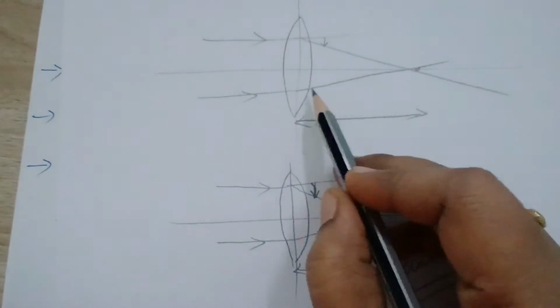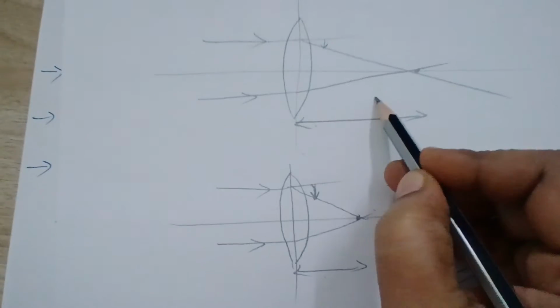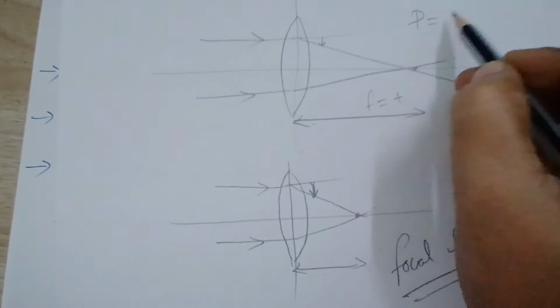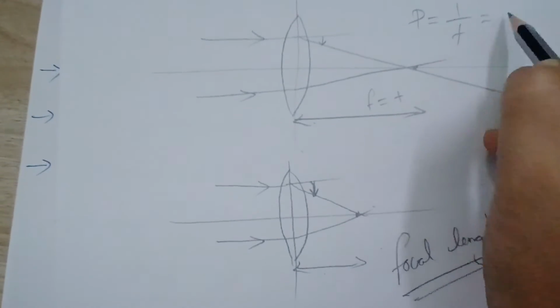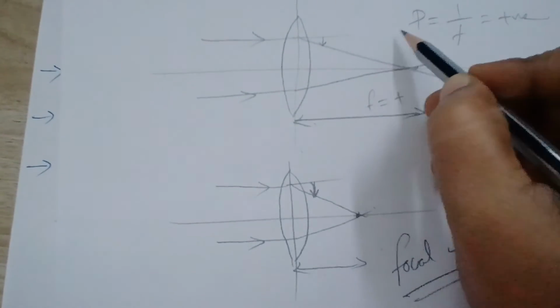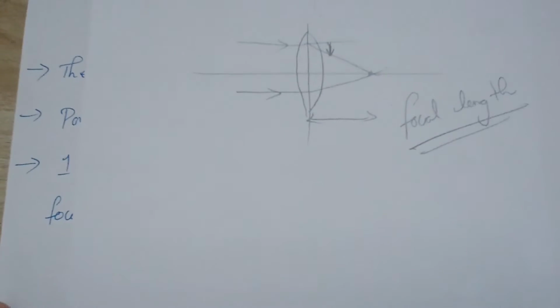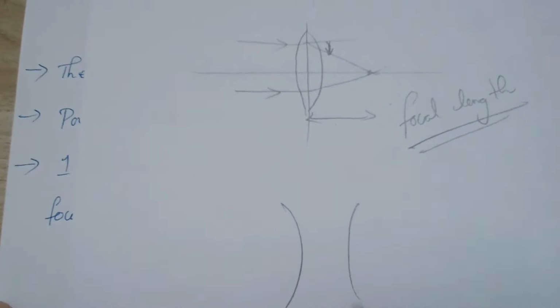Okay, so in case of convex lens and concave lens, in the case of convex lens, your focal length will be positive, right? So P = 1/f means you will get a positive value, right? P will also be positive, f is also positive. In case of concave lens, what about the concave lens?